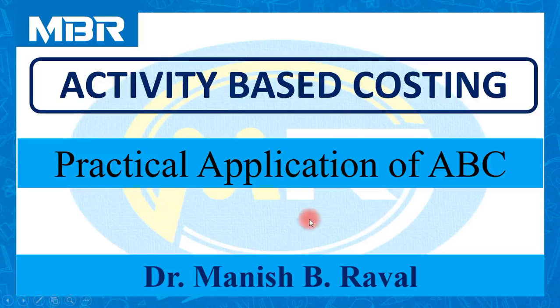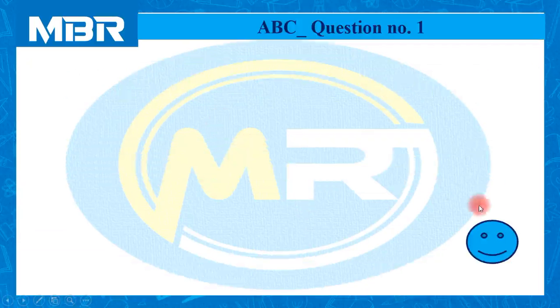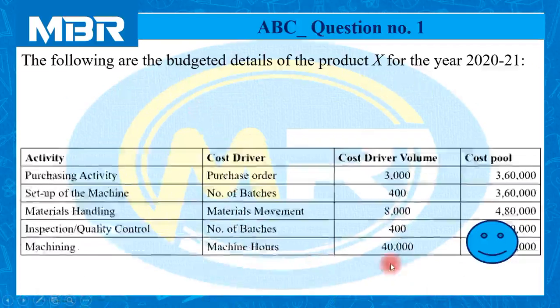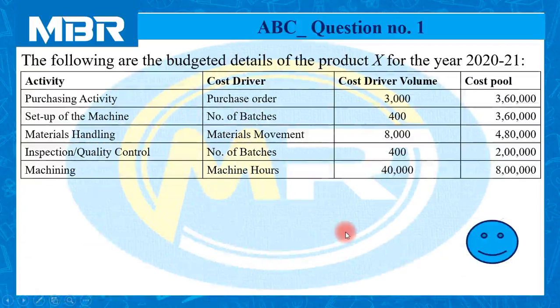Let us understand the question first. The following are the budgeted details of the product X for the year 2020-21. Activity: purchasing activity. Cost driver: purchase order. Cost driver volume: 3,000, and cost pool: 3,60,000.